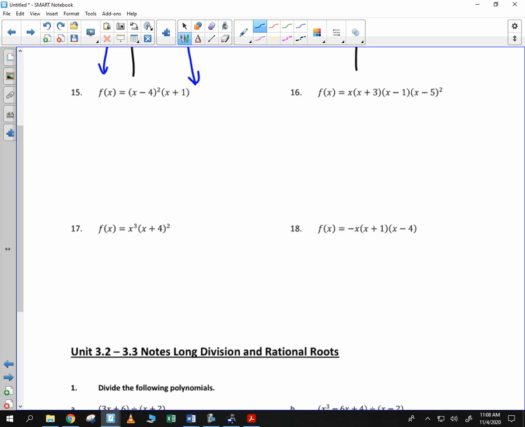Multiply the next one out, you get a positive x cubed. It will end up. It will start and end in opposite directions. It's going to have a double root at 4, and a single root at negative 1.